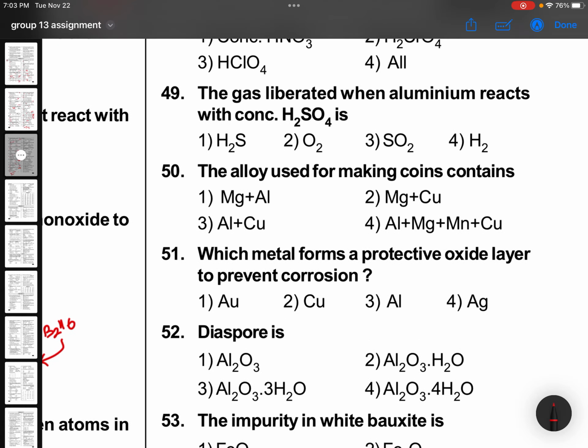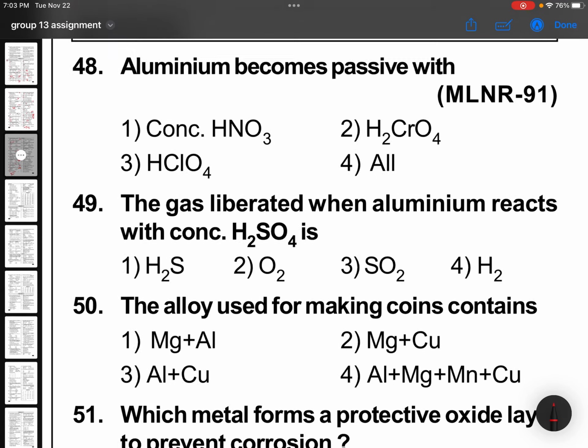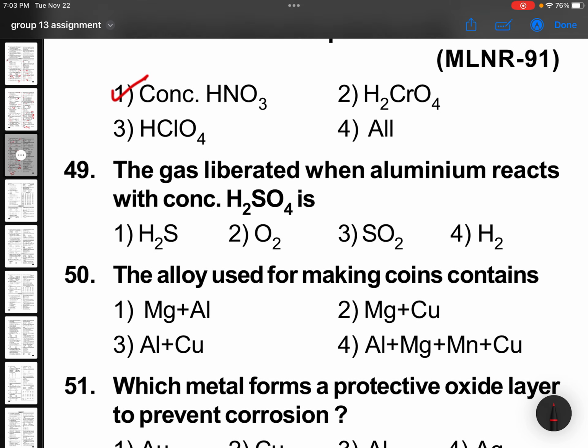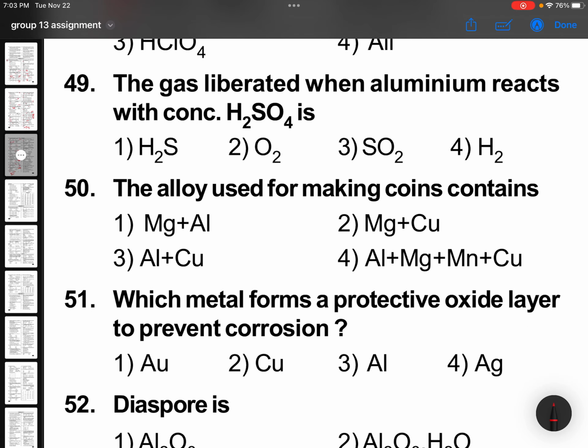Coming to question number 48 about aluminium. Aluminium becomes passive with concentrated HNO3 because of the formation of an oxide layer, Al2O3. The gas liberated when aluminium reacts with concentrated sulfuric acid: concentrated sulfuric acid with metal, you can expect sulfur dioxide. The alloy used for making coins, aluminium and copper, is called aluminium bronze.